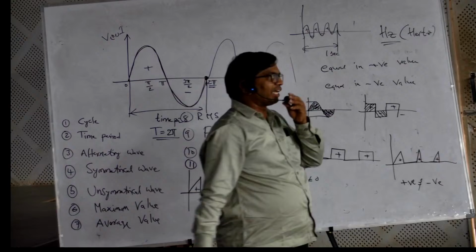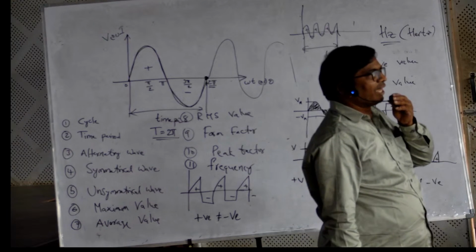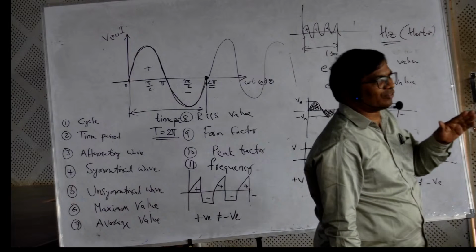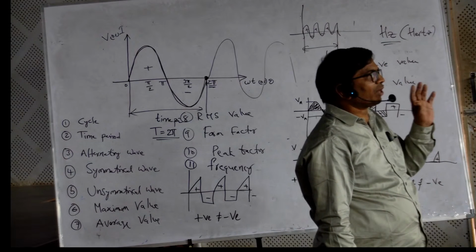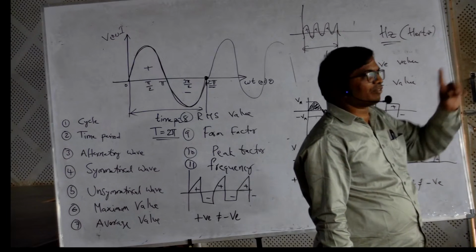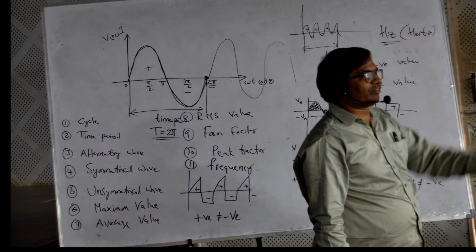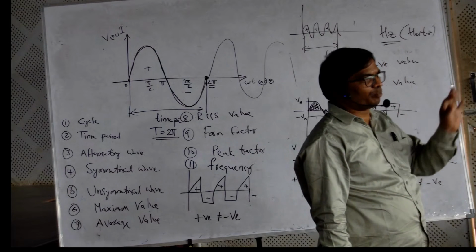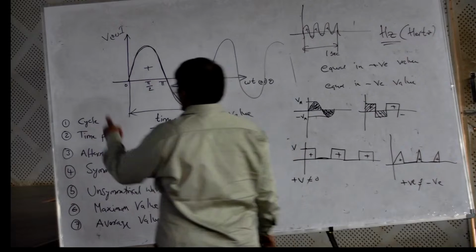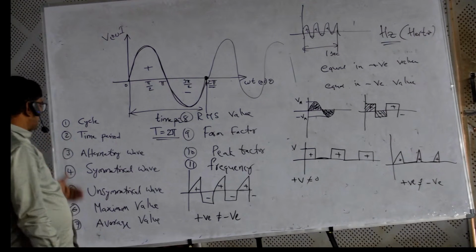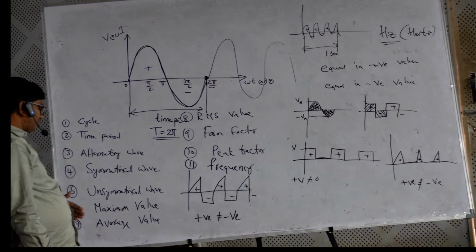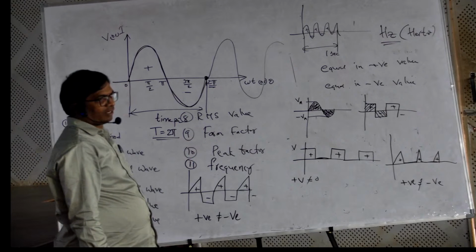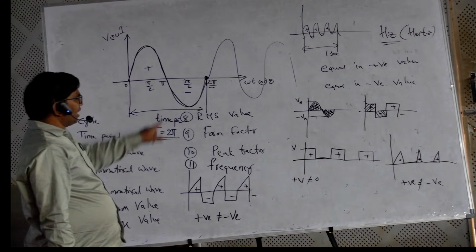So what is the meaning of frequency? The number of cycles completed in 1 second. Number of cycles per second is known as frequency. Simple thing. So this is about cycle, time period, frequency, alternating wave, symmetrical wave, unsymmetrical wave. Now, maximum value, average value, RMS, form factor, peak factor. For these we have the derivation.